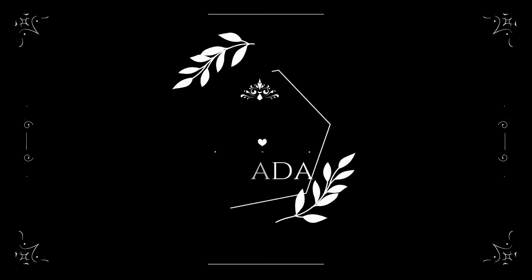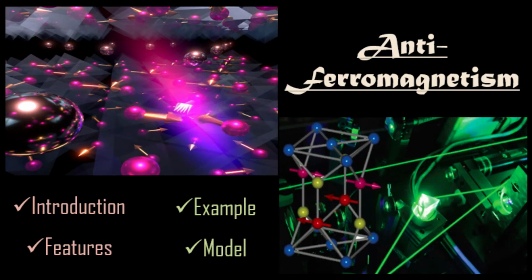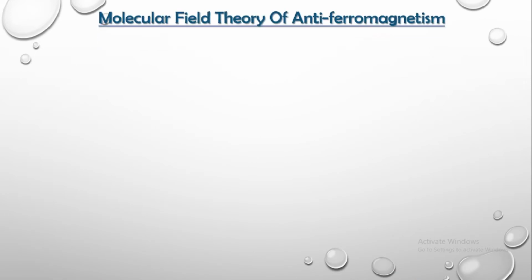In our previous class we had a discussion on the details about antiferromagnetism, as well as an introduction to the model which explains the property of antiferromagnetic material. Today we are going to continue with the same in detail, where we will discuss the molecular field theory of antiferromagnetism. While we were studying ferromagnetism, we also dealt with the molecular field theory relating to ferromagnetism, and today we are going to understand some details about the molecular field theory of antiferromagnetism.